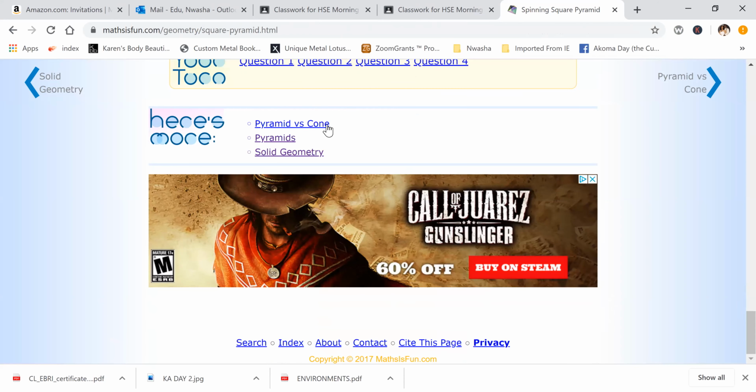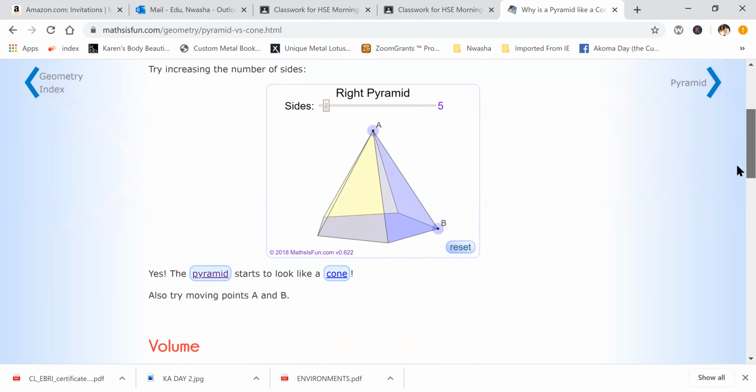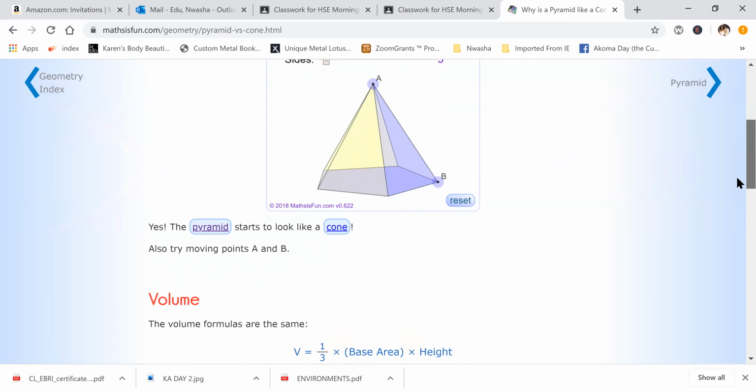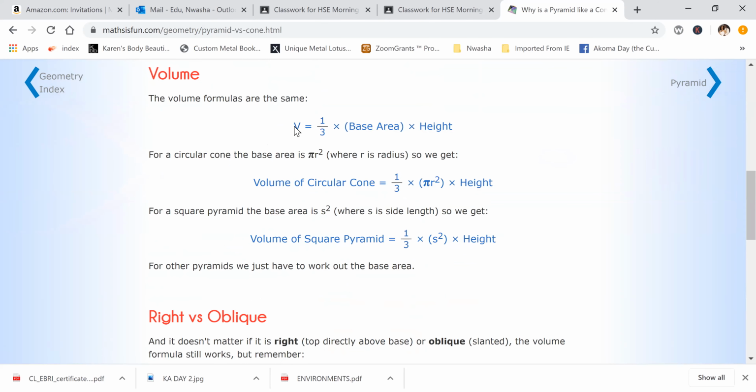And then they're talking about the pyramid and the cone, the reason why they're sometimes given together. So what they're saying is, why is a pyramid like a cone? It's for that same idea of taking 1/3 of the shape. So this is something that you can move around if you want to be interactive with it. And then they're also telling you the formulas are the same. 1/3 the base times the height. For a circular cone, the base is pi r squared. So they're saying 1/3 pi r squared times the height.